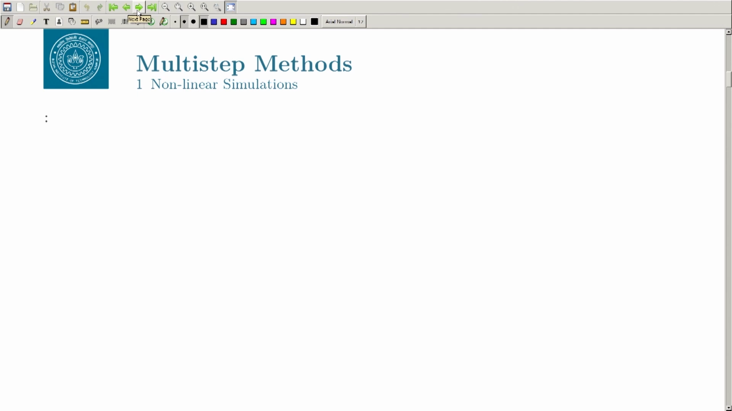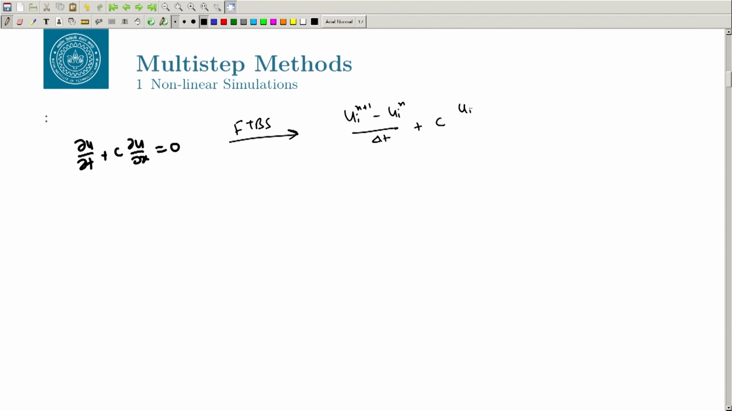The first thing that we need to note down: if you have a linear system, del u by del t plus c del u by del x equal to 0, and you want to apply a scheme, let us say the FTBS scheme, then you can write it as u_i^(n+1) minus u_i^n by delta t plus c times u_i^n minus u_(i-1)^n by delta x equal to 0. Let us say c is positive.